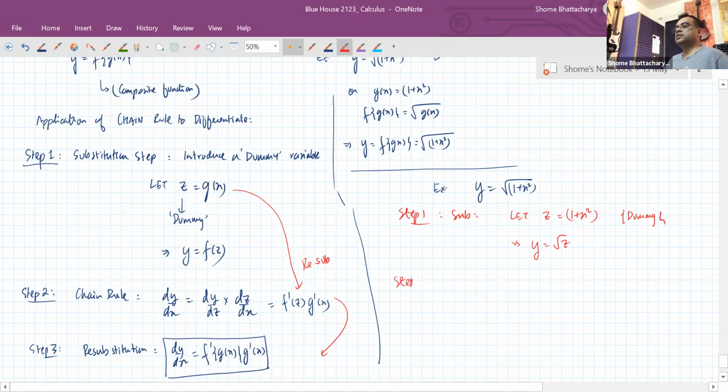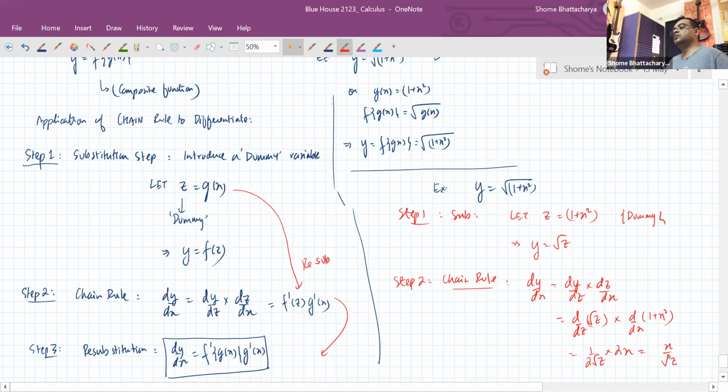Then the second step, the application of chain rule. So dy by dx should be dy by dz into dz by dx. So that is differentiation of root z multiplied by differentiation of 1 plus x square. So that is 1 by 2 root z into 2x, or x by root z.